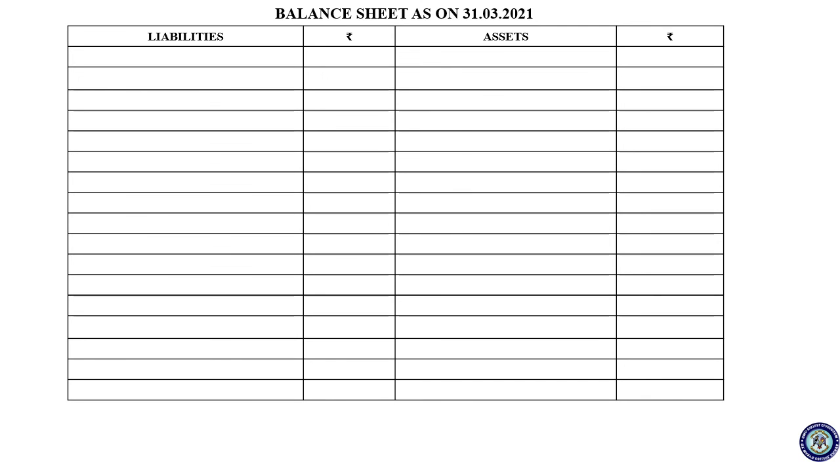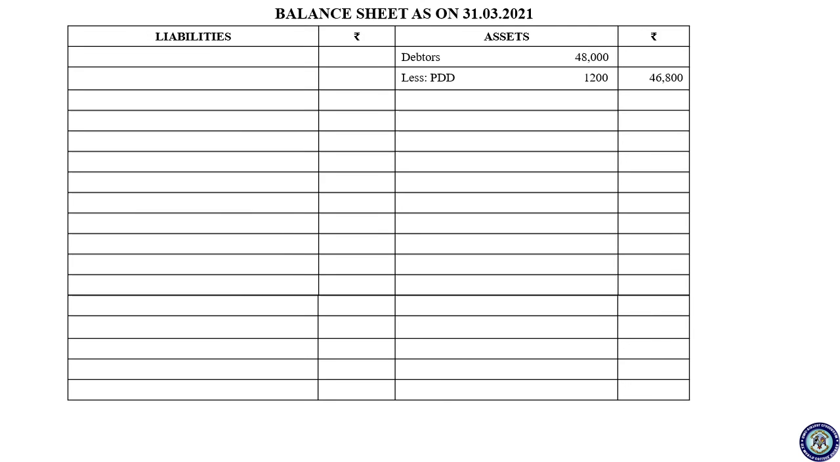Okay, which is the first item? You see the trial balance, the first one, that is debtors. So debtors, for 8,000 there is only one transaction. There is only one transaction for debtor, that is provision for doubtful debts, that you have to deduct. So the net figure, that is 46,800.